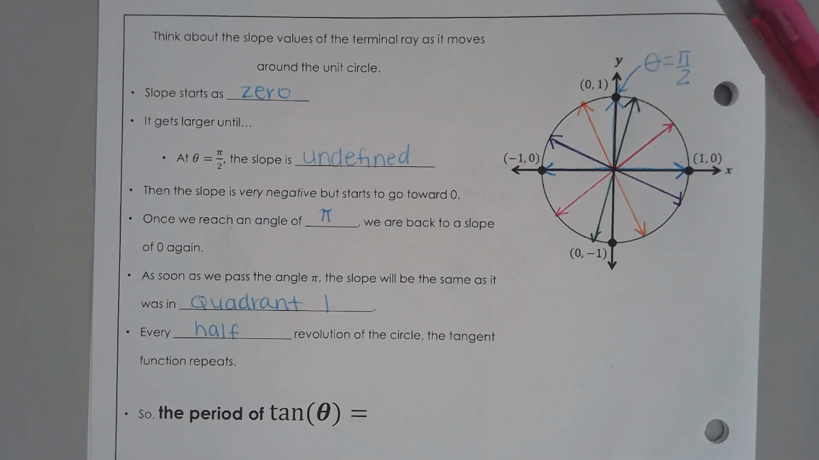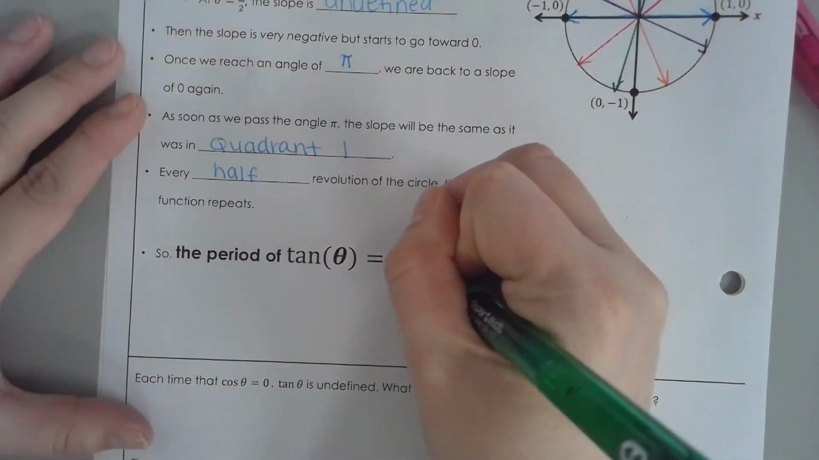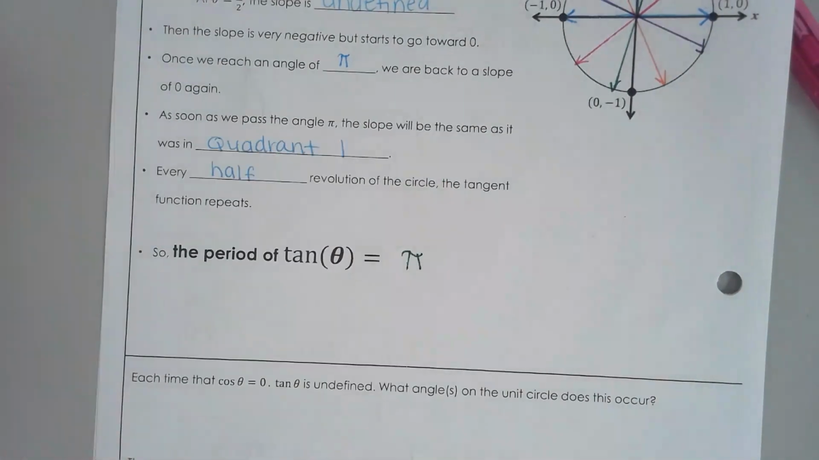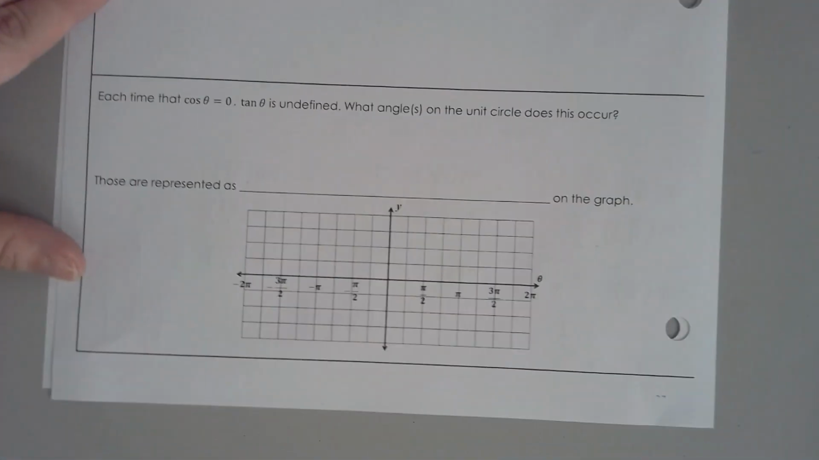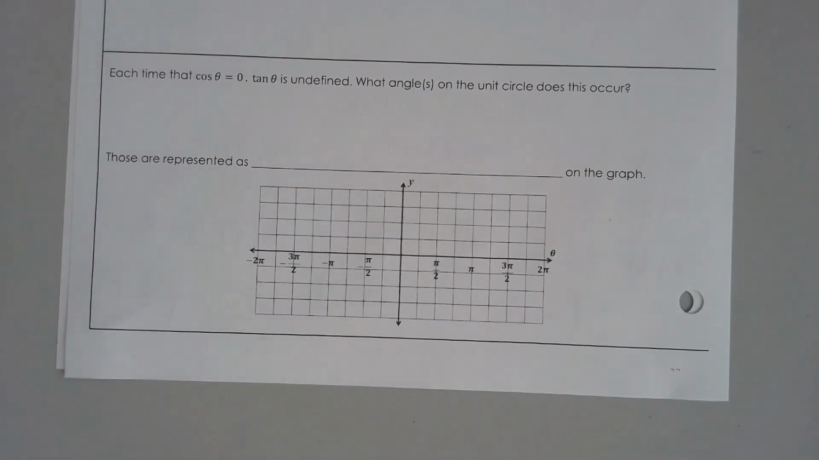If it starts repeating halfway around, what would the period be? Pi. Just pi. It would be half of 2 pi. So the period of tangent is pi. Now we discussed that cosine cannot be 0. That makes it undefined. So when cosine is 0, we have it undefined. That's what we call a vertical asymptote.